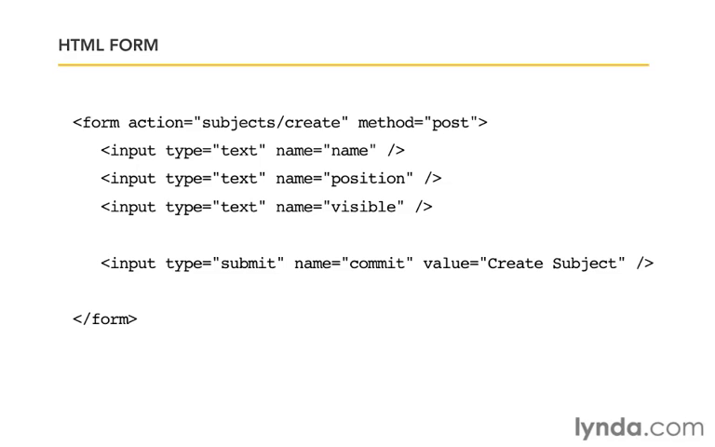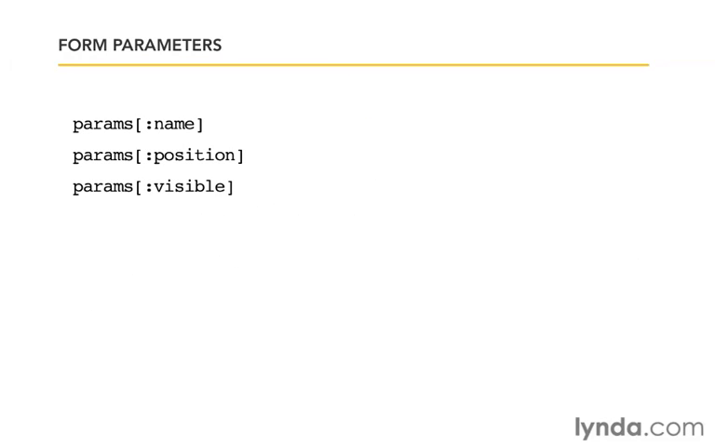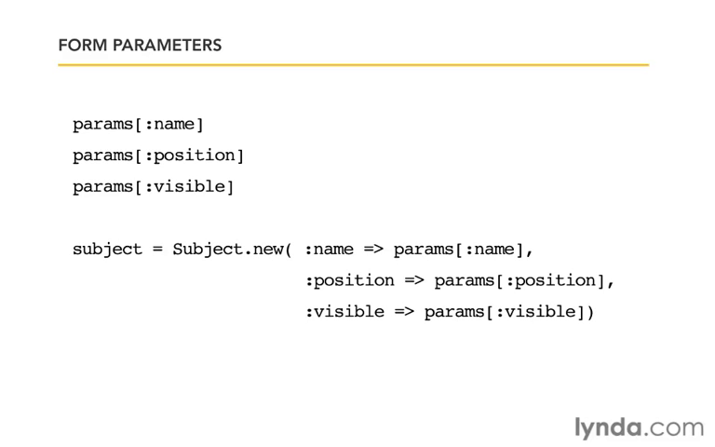And post parameters are accessed in the exact same way that the get parameters were. We just say params name, params position, params visible, just like we did for params ID. If we want to take those and construct a new subject from it, then we could just say subject.new and put together a hash using each of those values. So in the simplest way, this is how we can work with forms in Rails.